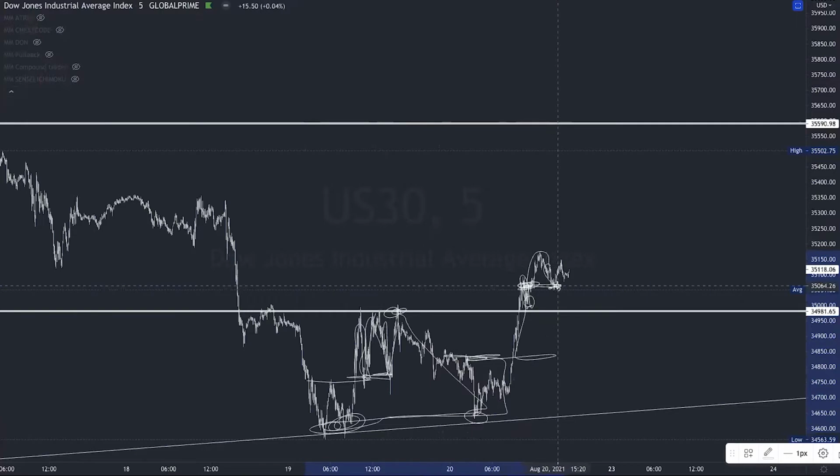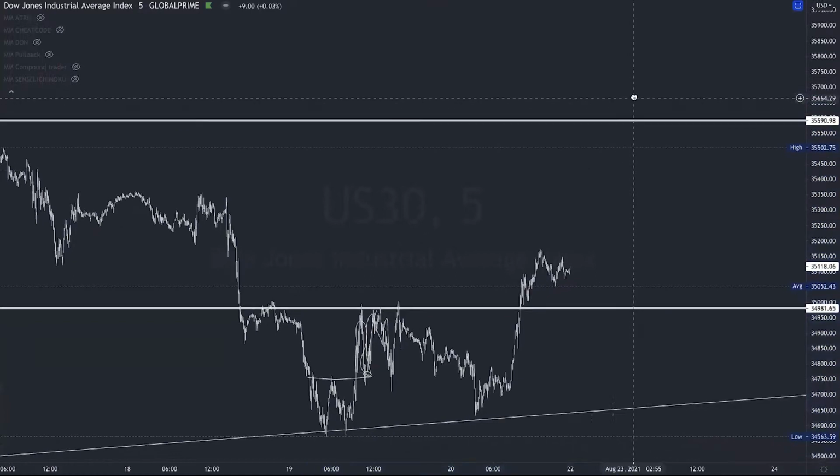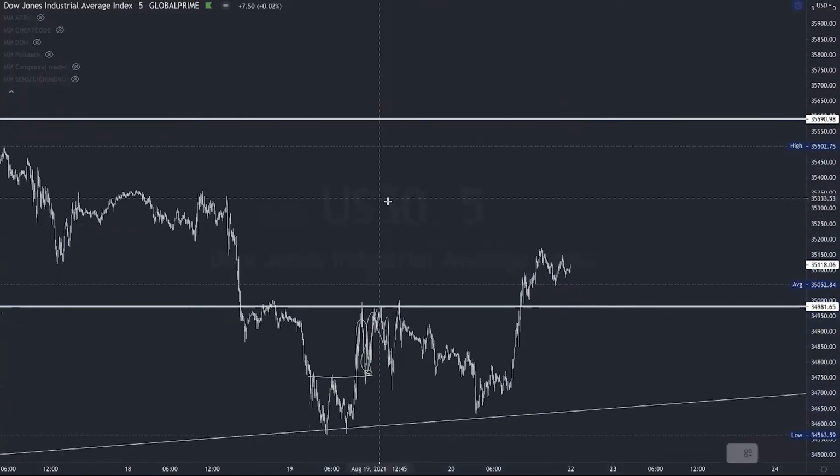Now I'm only looking for buys, right? Bullish engulfings, crossovers, the Don giving me a signal. I'm getting into another buy. Now, as price comes all the way back down here, it can just straight up break through. It can just break through price. It can just break through that resistance.